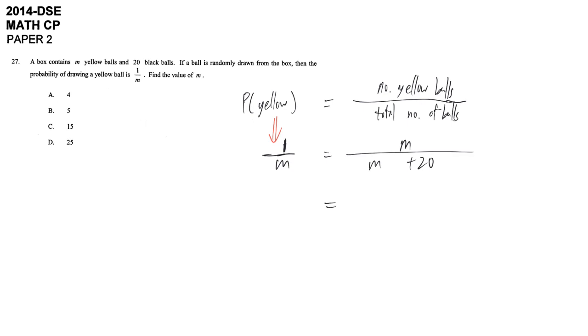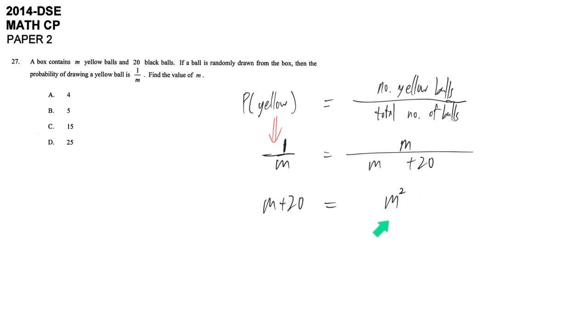And then we try to solve this equation. Both sides times m plus 20, so we have m plus 20 on this side, and at the same time both sides times m. This becomes m squared. After that, you have to observe this equation. We have one unknown only, and at the same time the highest power is 2. That means this is a quadratic.